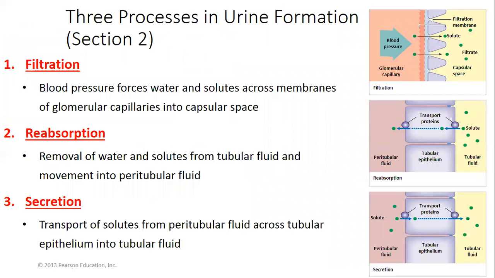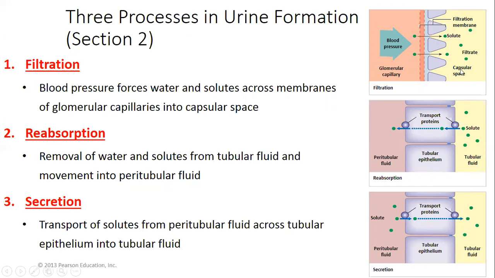And the 3 processes that are undergone in the nephron to form urine are filtration, reabsorption, and secretion. Remember, I said as blood makes its way into the glomerulus, the capillaries, blood gets filtered to clean it out. And what gets filtered out of the blood is the first product of urine, basically. So filtration forces water and solutes across the membranes through the glomerular capillaries and into the capsular space. So here's filtration. Blood is forcing water and solutes, like ions and glucose and water, into this, the capsular space in the renal corpuscle.